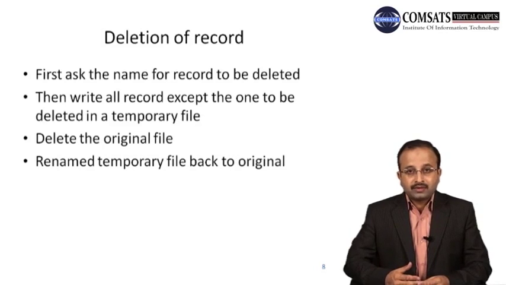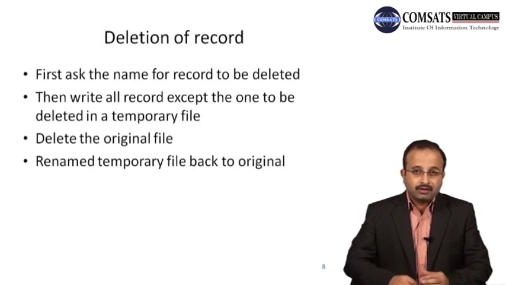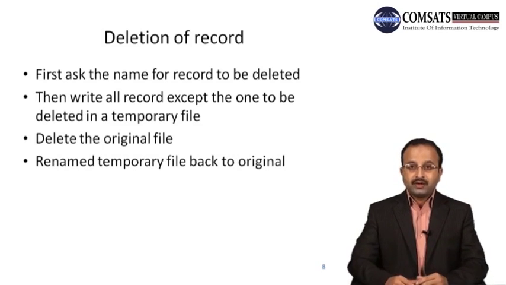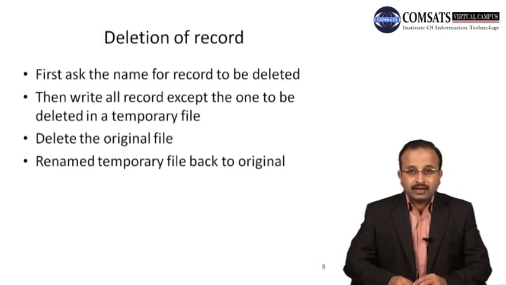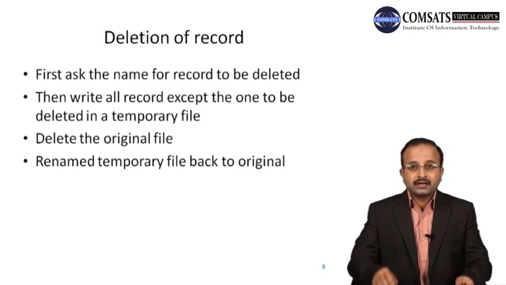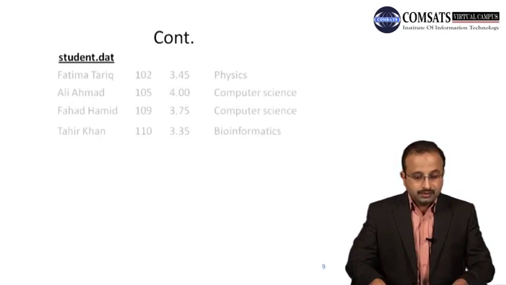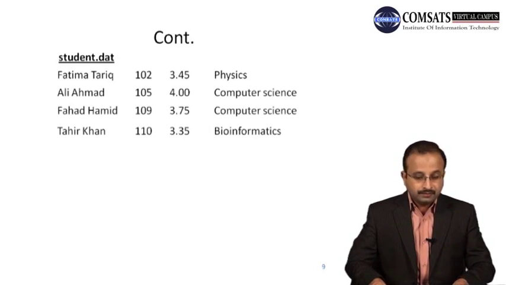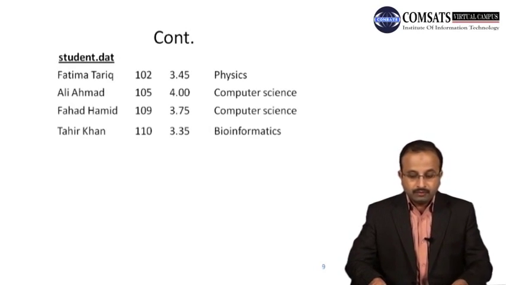For example, your original file name was employee.dat, you created a temporary file temp.dat after writing all the records except that record whose name is same as input by the user. Then you close both files and then you delete the employee.dat file and rename temp.dat to employee.dat and open that file again in RB plus mode. So this is a student.dat file. This is a small demo of how we can delete a record.